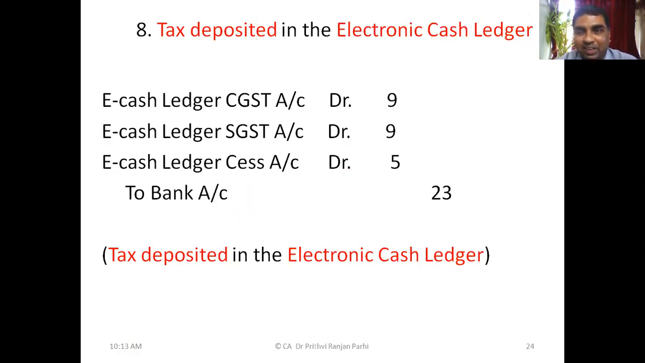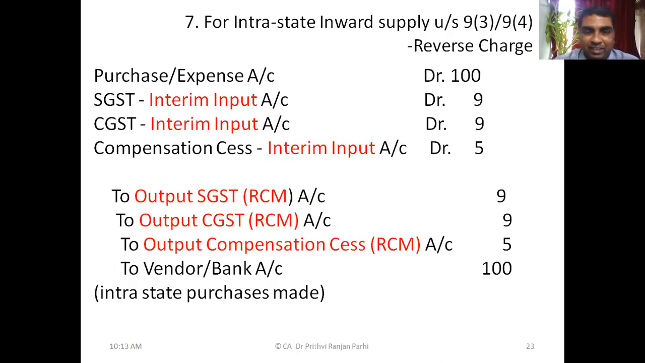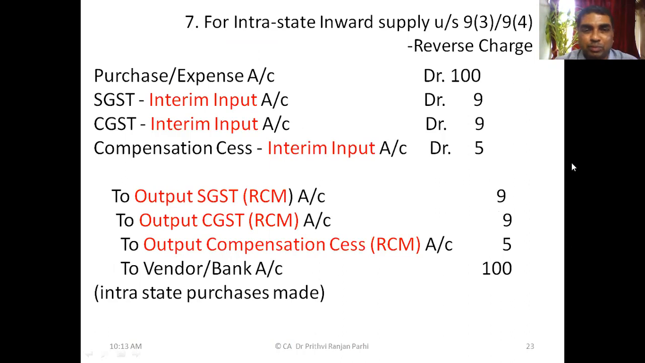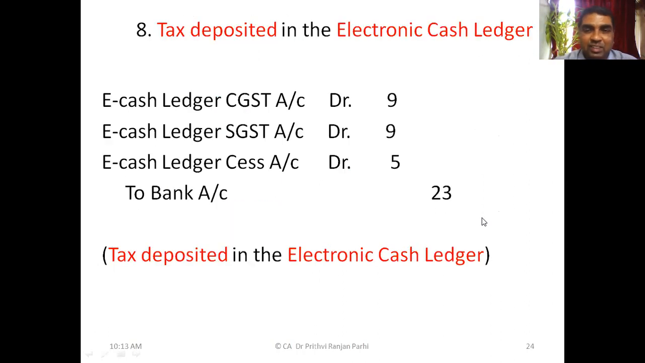Then the next step is that you, the recipient, have to deposit. You have received the inward supply, but since it's a reverse charge mechanism, it is your responsibility to deposit the money. How can you deposit? Immediately transfer that money to the electronic cash ledger. So e-cash ledger CGST account, SGST account, cess account, money can be transferred by crediting the bank account. So tax deposited. Now I have made this much money available in the cash ledger so that these liabilities can be settled: 9, 9 and 5 rupees. So in the respective accounts, money is deposited. Okay.